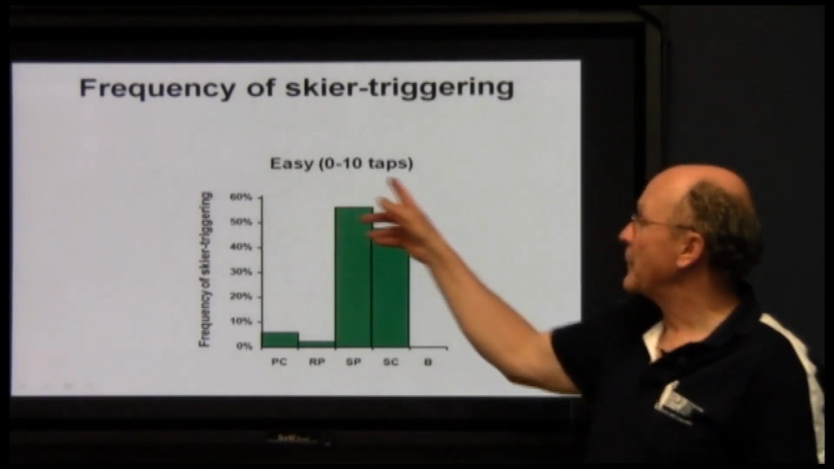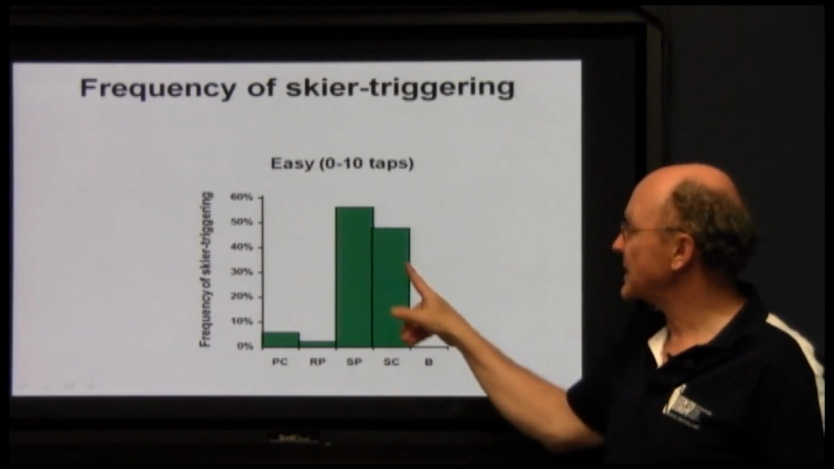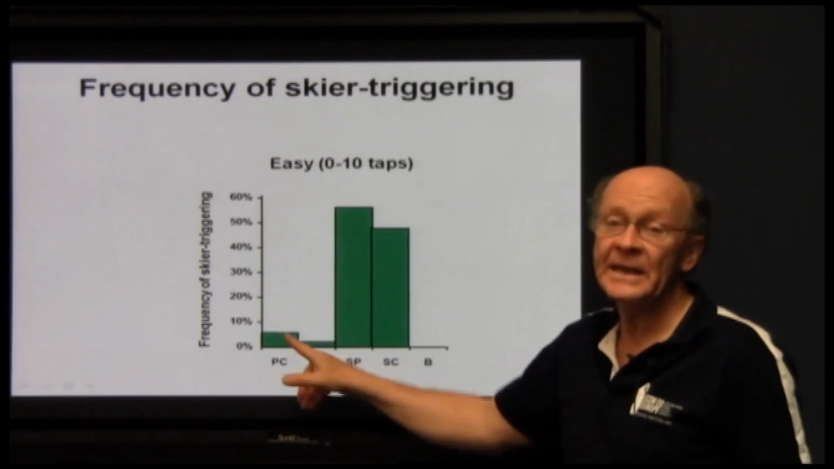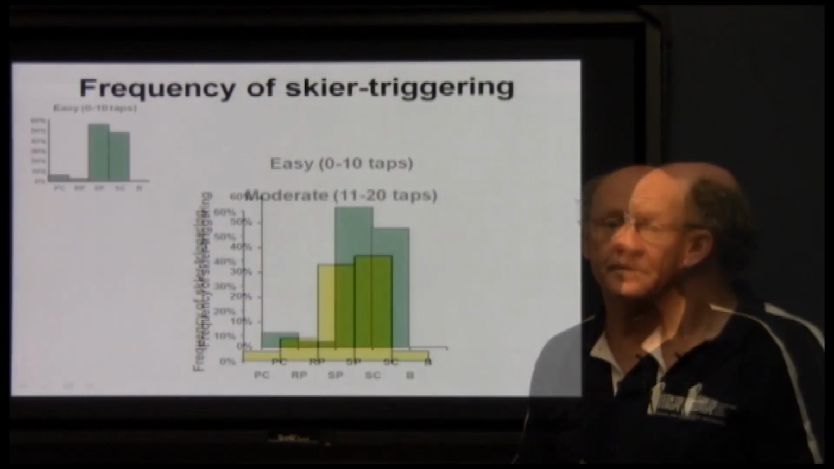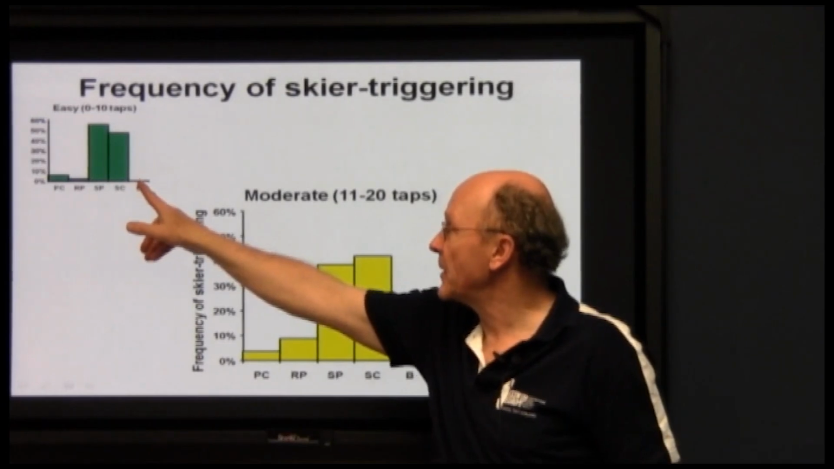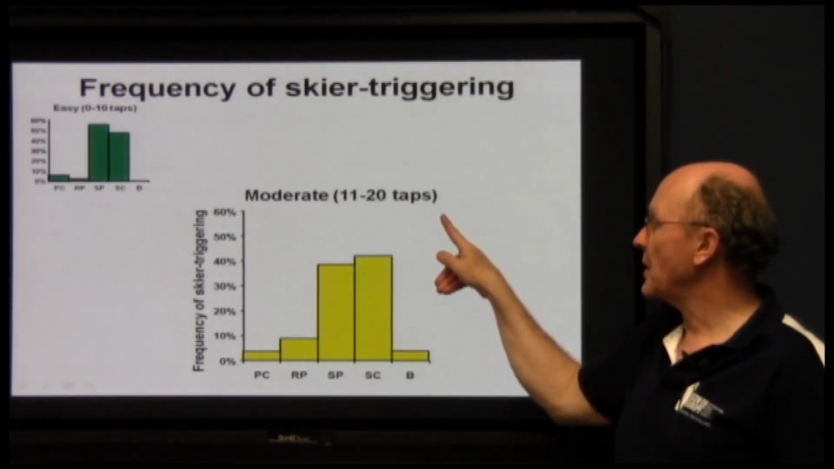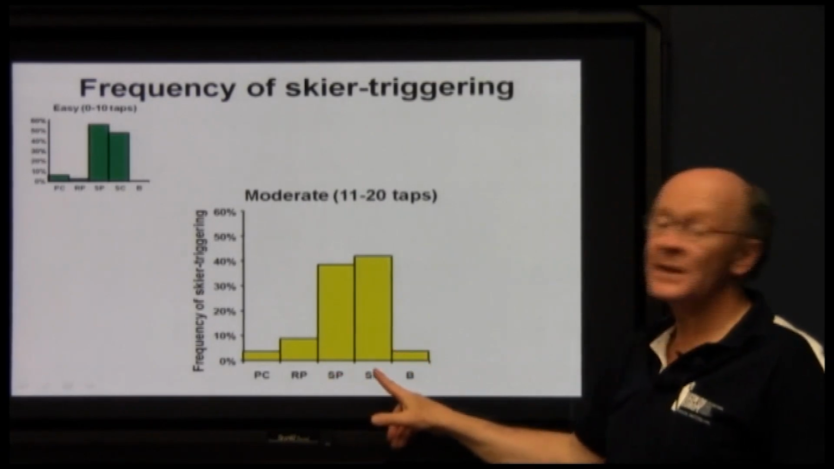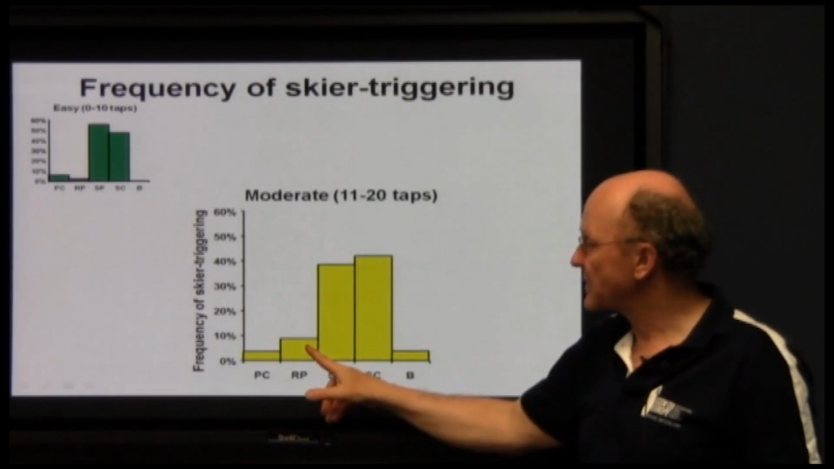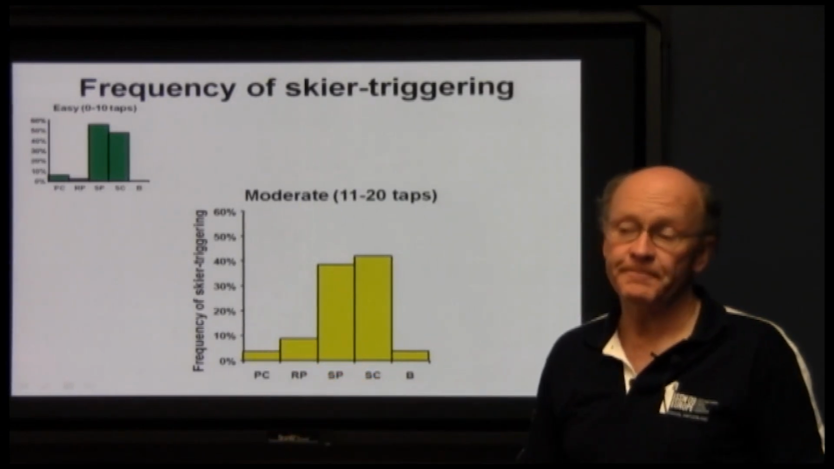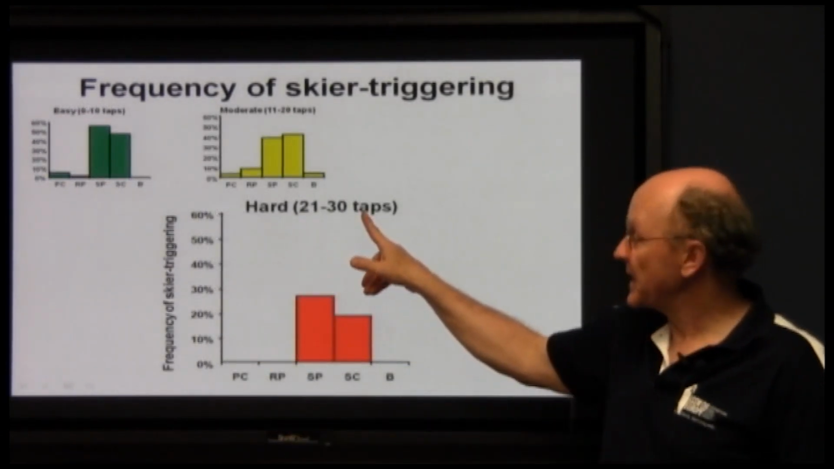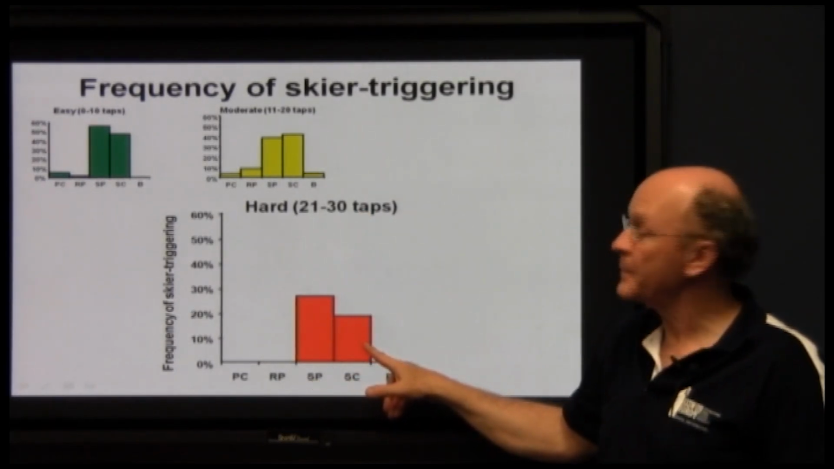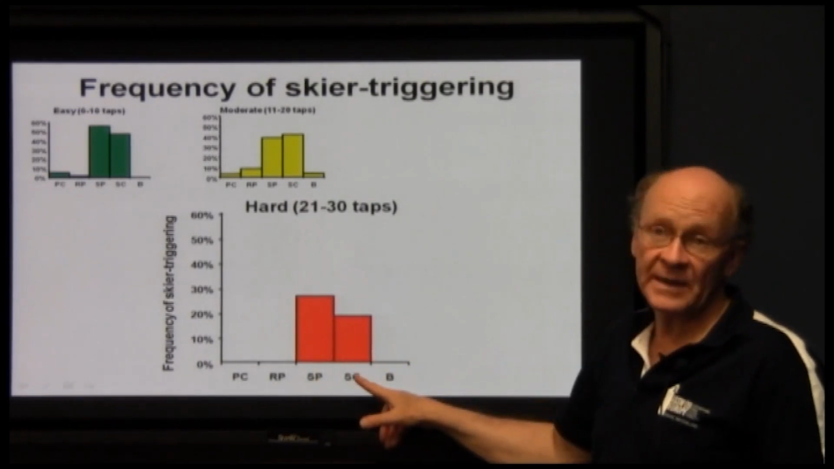So here we see the easy taps, the first 10 taps, and we see the most frequent skier triggering takes place for the sudden planar and the sudden collapse, and very low frequency for the other three kinds of fracture character. I'll move that graph for the easy taps up here, and now we're looking at moderate taps down through here. Again, we see the most frequent skier triggering occurs for sudden planar, sudden collapse, but we still have a few with the breaks, the resistant planar, and the progressive compression. For hard taps, the last 10 taps, we see all of the skier triggering we saw when we had hard taps were sudden planar or sudden collapse.